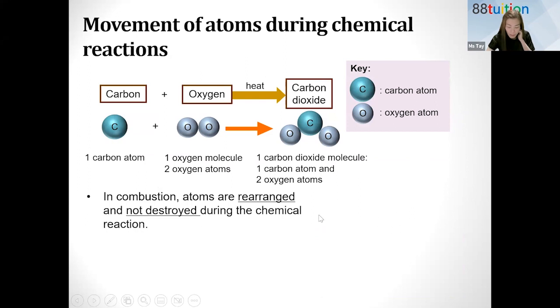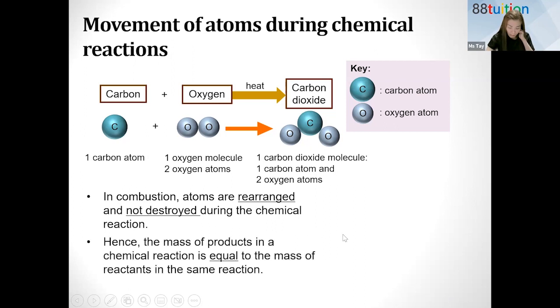Always remember, in any reaction, in this case combustion, atoms are rearranged and never destroyed. Even though it's combustion, involving a lot of heat, a lot of burning, you still never ever destroy the atoms. They only rearrange to form new products. That's why we can say that the mass of products will be equal to the mass of reactants in one particular reaction. So that's all I have for the rearrangement.